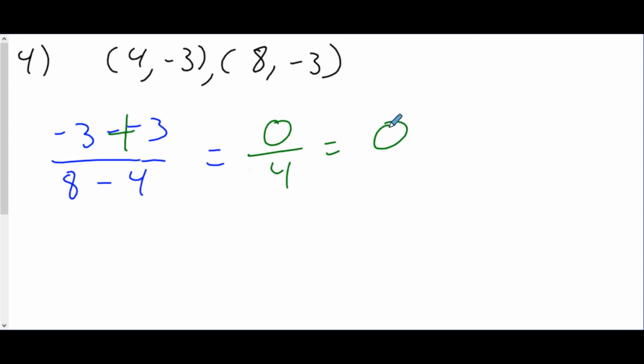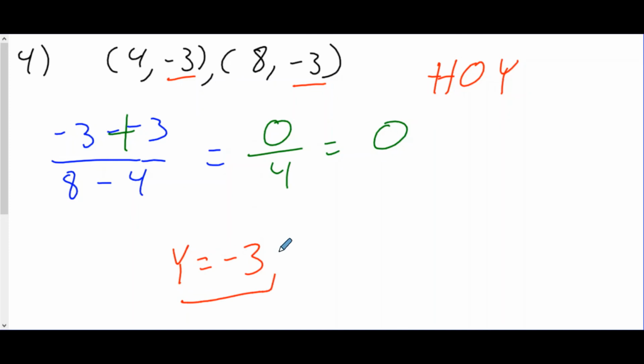Now I could put that into point slope form and solve for y, but I remember that if my slope is 0, that's a special case. And we want to use Hoy. A horizontal line will have a slope of 0, and its equation has to be y equals a number. And what do we notice both y equal? -3.